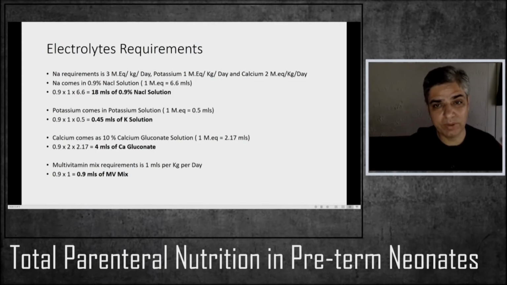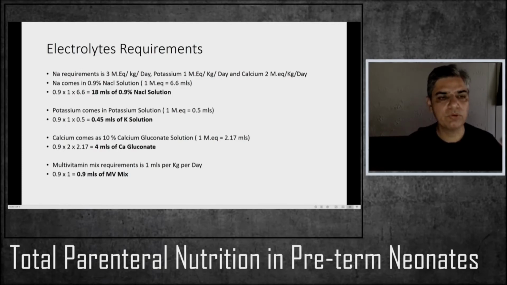Okay, so 1 milliequivalent would be equal to 6.5. Now, the baby, let's say his requirement is 3 milliequivalent. So you multiply 3 into 0.9, and you will get his requirement.